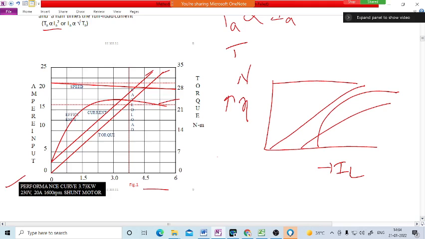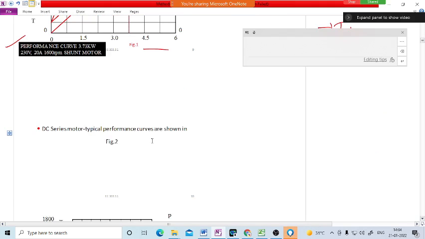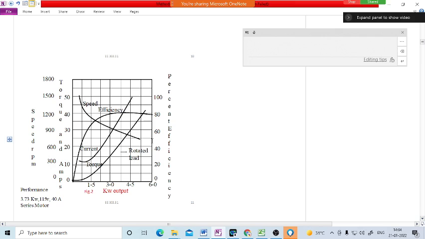Now we are coming to the DC series motor. When we talk about the DC series motor performance characteristics, they will be like this. These performance characteristics are for a 3.73 kilowatt, 115 volts, 40 ampere series motor.